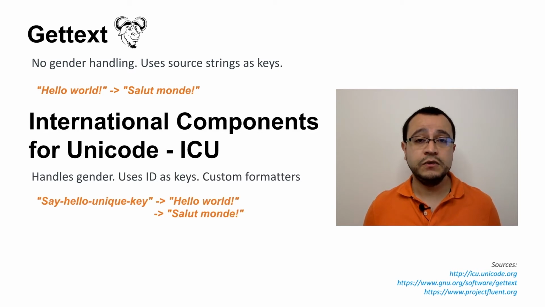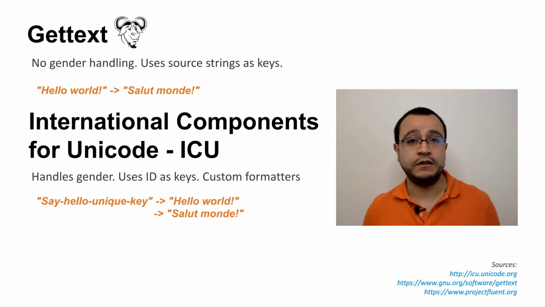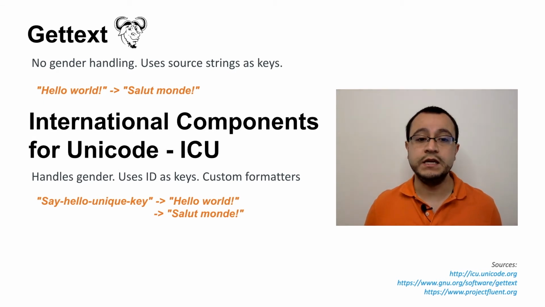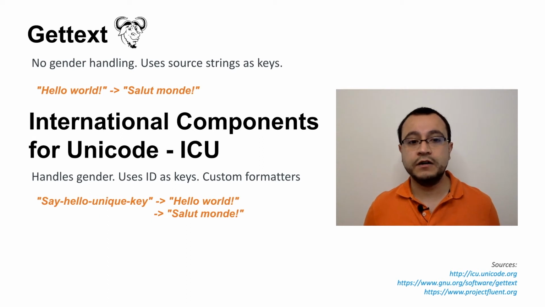For ICU, it does handle gender, but unlike Gettext, it uses IDs as keys. These are often referred to as monolingual catalogs, as they only store the identifier and the target language. They also provide custom formatters. Following the same example as before, we have the ID say hello unique key, and then we have the target value: Hello World in English and Salut Monde in French.